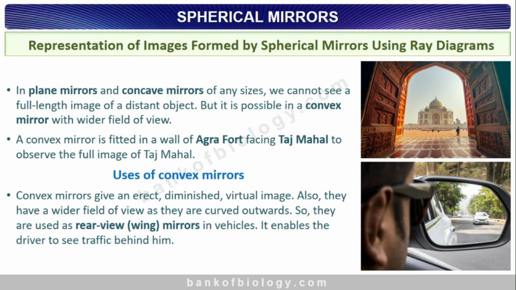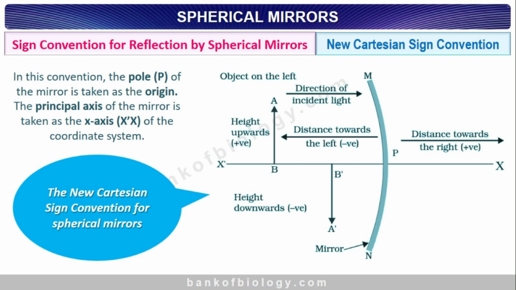Convex mirrors give an erect, diminished, virtual image. Also, they have a wider field of view as they are curved outwards. So, they are used as rear-view mirrors in vehicles. It enables the driver to see traffic behind.